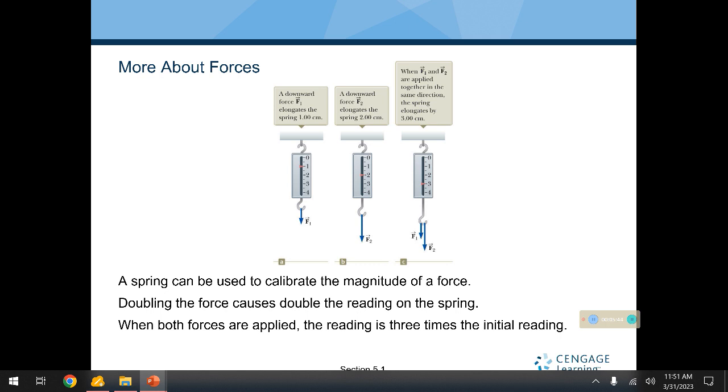Okay, so here's a spring in a nutshell. I put a post on the board, I put a spring on said post, and I hang a known mass from it.